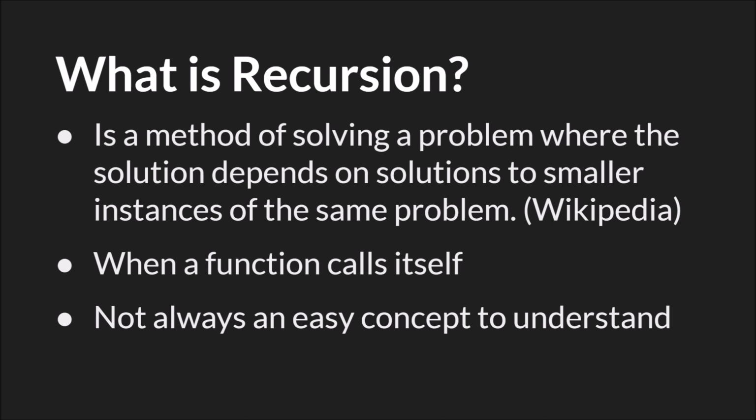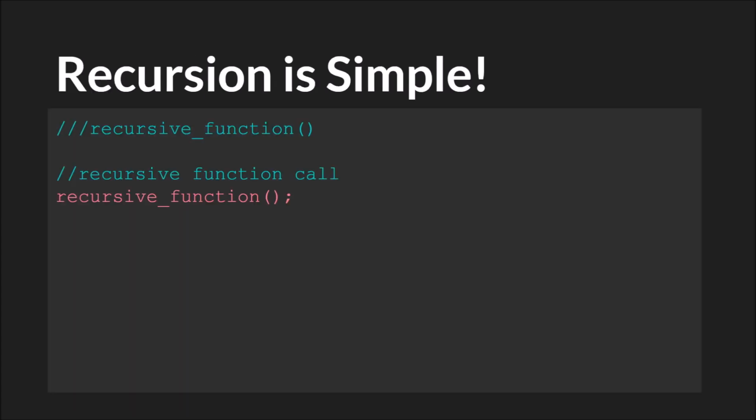Recursion is not always an easy concept to understand, and there's a couple reasons for this, but the very core of it is actually quite easy. So here is a recursive function. We've named it recursive function, and all it does is call itself. The only code in it is calling itself. Now obviously this would be terrible code to write. It would just keep going and going until the program errored out. But this is the basics of recursion, a function calling itself.